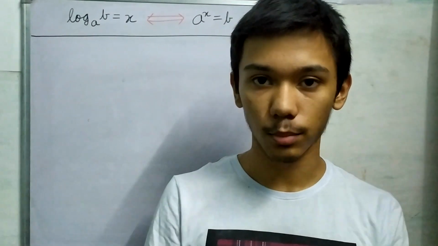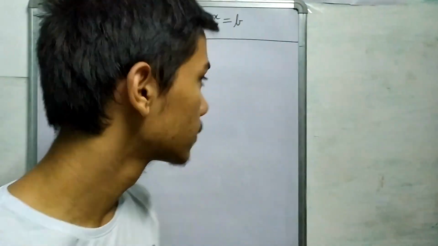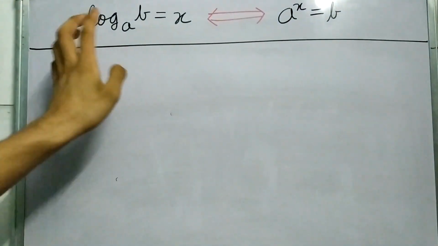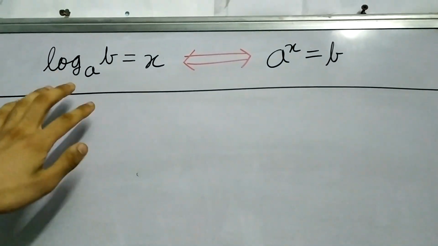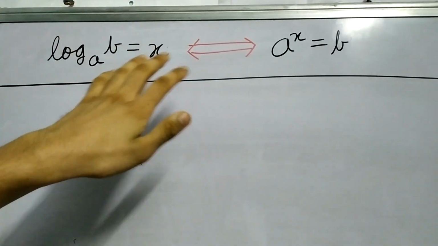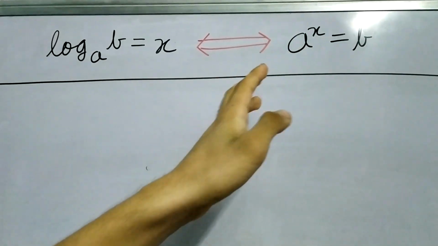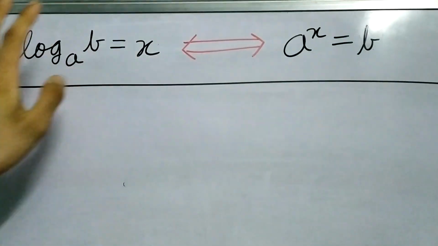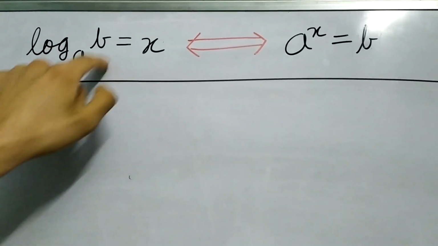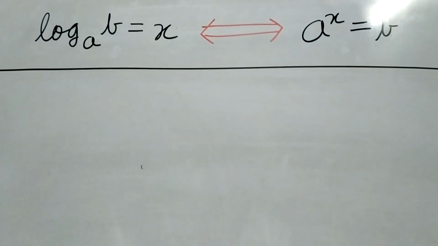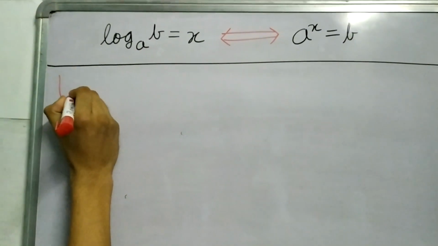Hi, today we'll be studying some properties of log, more like algebraic properties of log. Well, this relation you must understand very well. Log base a of b is equal to x, which means a to the x is b. That's how log is defined. If you know this form, we can study the first property of log.